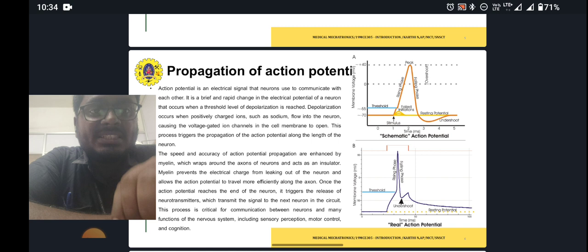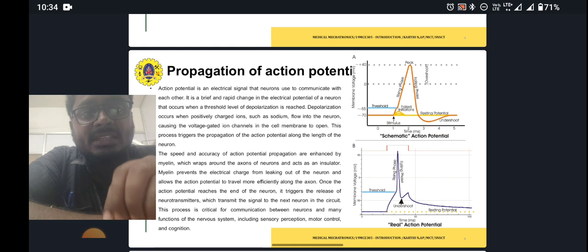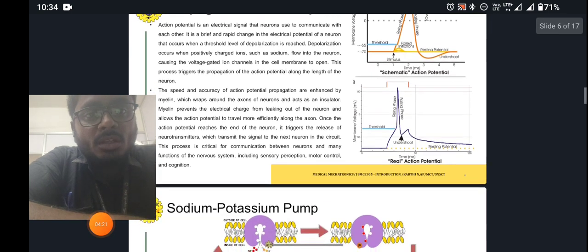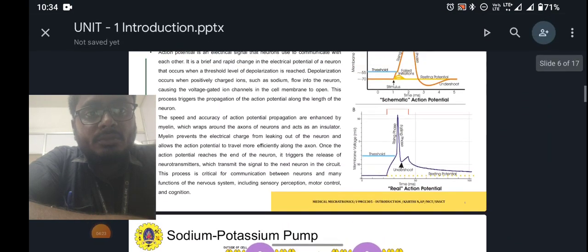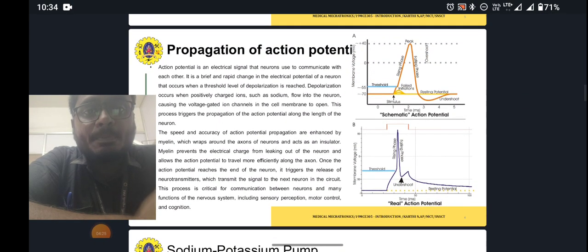This process is critical for communication between the neurons and many functions of the nervous system, including sensory perception, motor control, and cognition. And we can see the sodium potassium pump in the next classes.